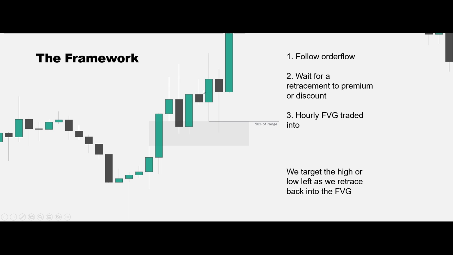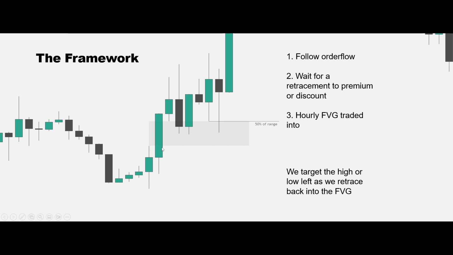Now, as you all know, we want to be buying in a discount when bullish. And you can see here on this retracement, we come into a discount, and you should notice a familiar 3-candle formation here, where from the low of this candle to the high of this first candle, we have a clear trade through and a gap in between. This is on the hourly chart, and this gives us our hourly fair value gap.